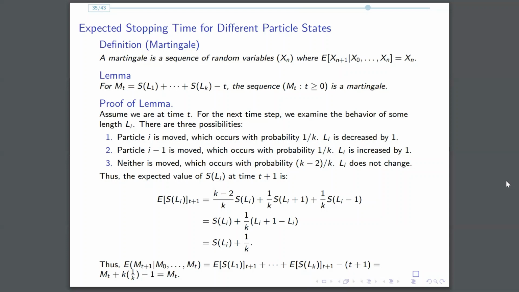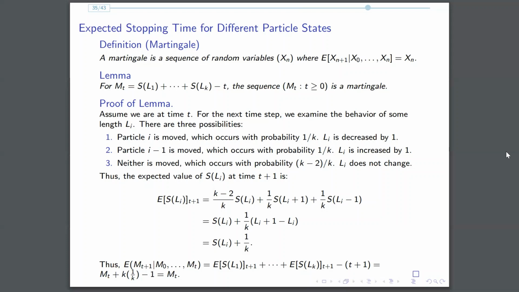Now let us introduce the lemma. We first define a random variable Mt equals S(L1) plus S(L2) all the way to S(Lk) minus t. Note that this is a random variable of t, time, since L1 to Lk, the lengths, change as time goes on. The reason the model is difficult is that as time goes on, the number of particles in the system can change, so k can change, but the result stays the same. And we would like to prove that the sequence of Mt is a martingale.